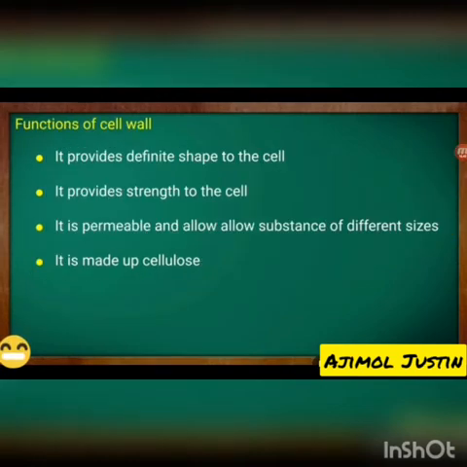What is the function of a cell wall? Cell wall, as you see, is towards the outermost part of a cell. So it provides definite shape to the cell and it provides strength to the cell. It is permeable. Permeable means it allows substances to pass through it, substances of different sizes are all allowed to pass through it, and it is made up of cellulose.